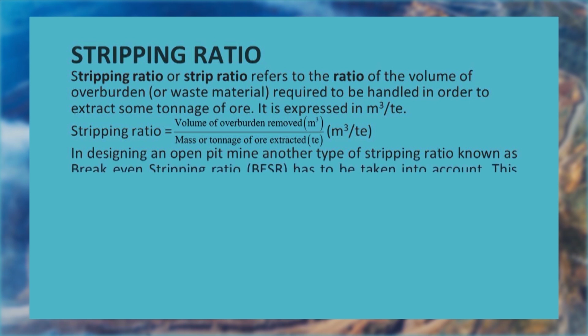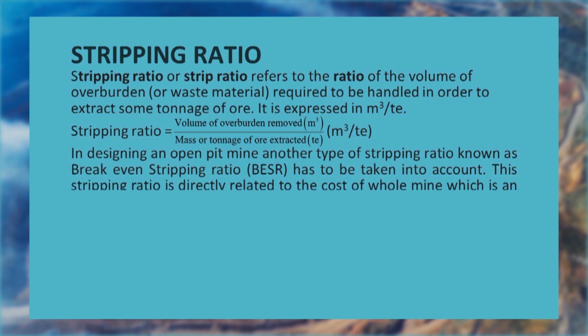Here volume is taken in meter cube, not in ton, because the overall strata is not uniform throughout in composition. There is variation in their densities. That is why we cannot determine the mass directly due to variation in density.